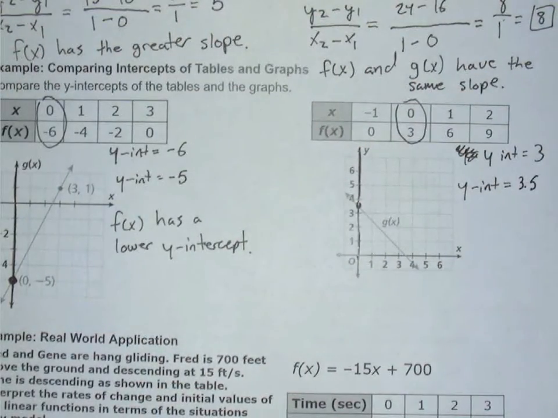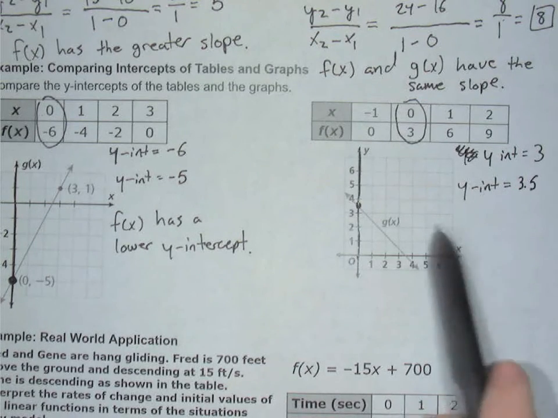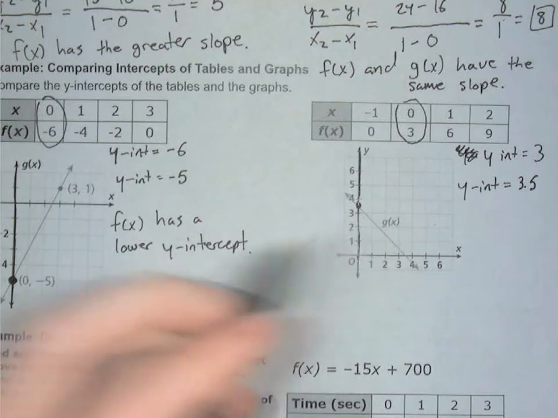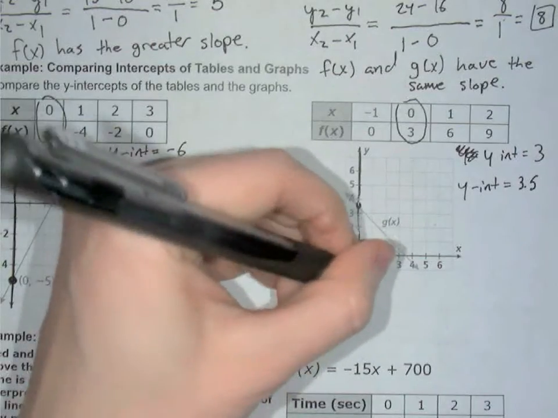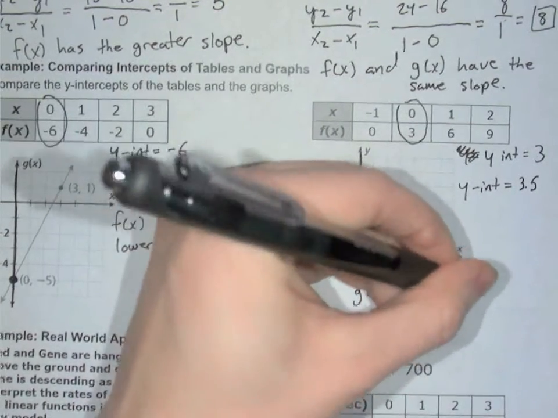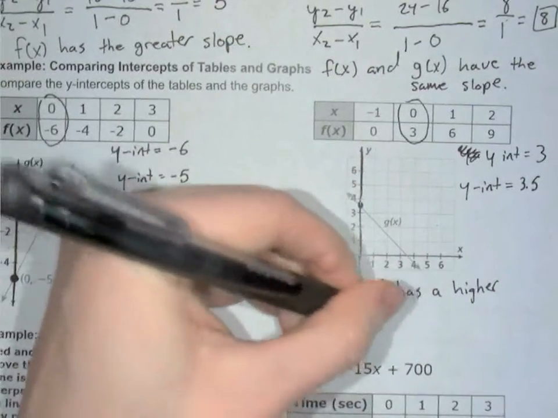If I wanted to talk about the function with a higher y-intercept, I would say, well, this function down here, my bottom graph function, has a higher y-intercept. I look for its name. Its name is g of x. So I can say g of x has a higher y-intercept.